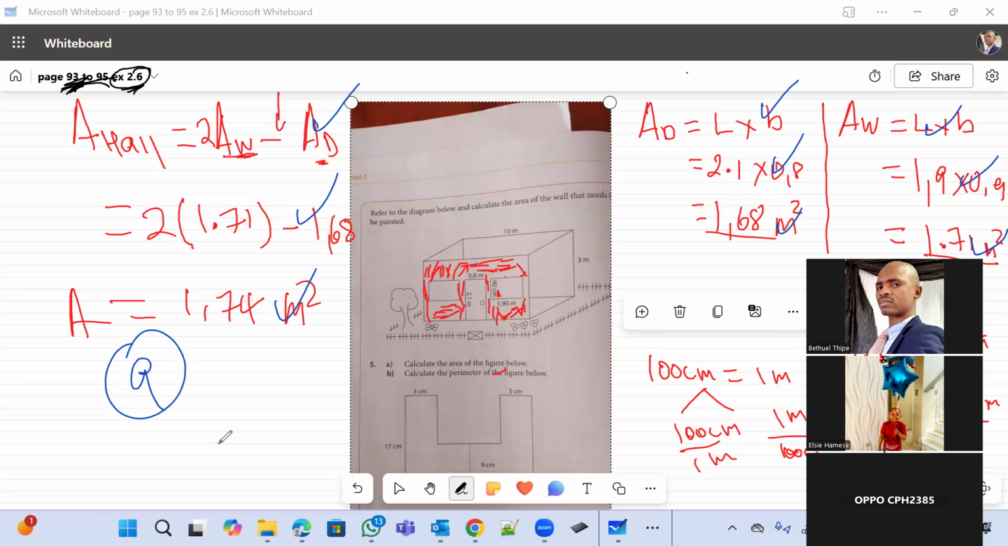What you must know here is that if you want to get the area of a wall, you must take out the area of every shape that is there. So I can see that there are 2 windows there and 1 door. That's why we have to take out all of them. We take out the area of the door, and then we take out the area of the 2 windows. That's why I said 2 times the area of 1 window. Here we calculated the area of 1 window, but because there are 2, I have to multiply.